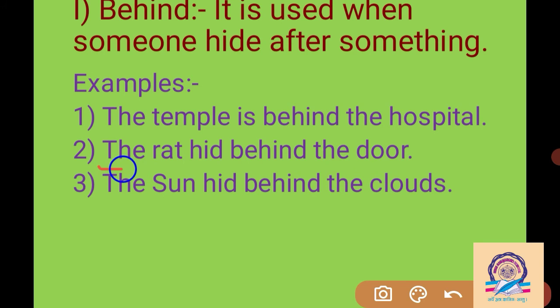Then the rat hid behind the door. So we can see the door here. If we want to see the rat, we have to shut the door. So where is the rat? The rat is behind the door. The sun hid behind the cloud. Suppose in the rainy season, the sun hides behind the cloud. So we can use behind here for something hidden after something.